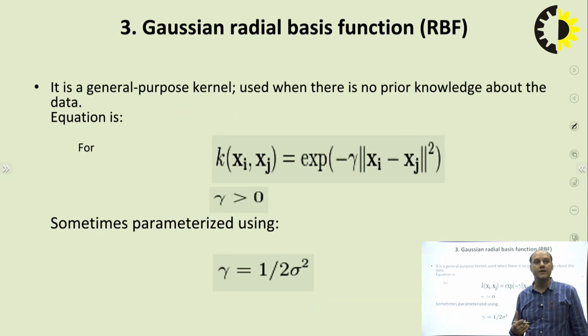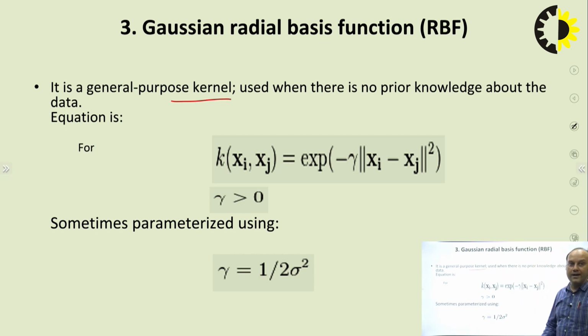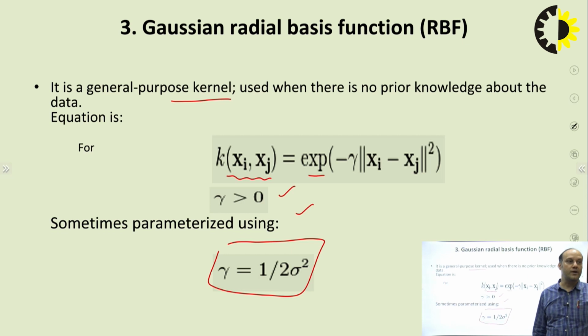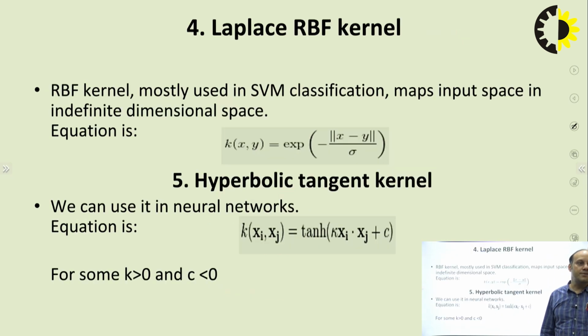Okay. Then the radial basis function, RBF, which we call the Gaussian radial basis function. It is a general purpose kernel. Again, when there is no prior knowledge about the data, we also use this Gaussian radial basis function. That function is defined as k(xi, xj), two inputs, exponential of minus gamma times the modulus of xi minus xj whole squared, where gamma is greater than 0. Sometimes this parameterized value is used for gamma: 1 upon 2 sigma squared. So this is the Gaussian radial basis function.